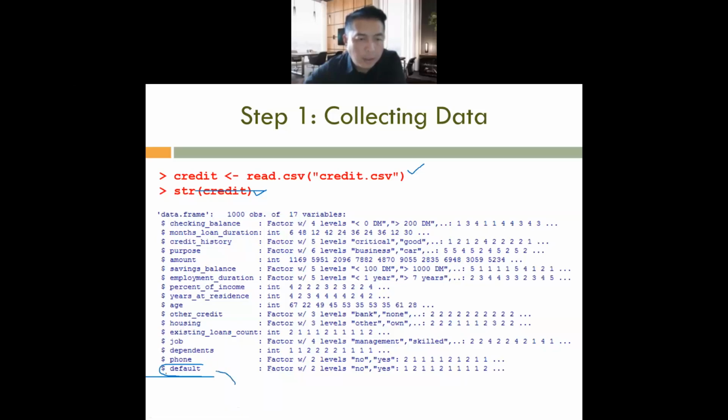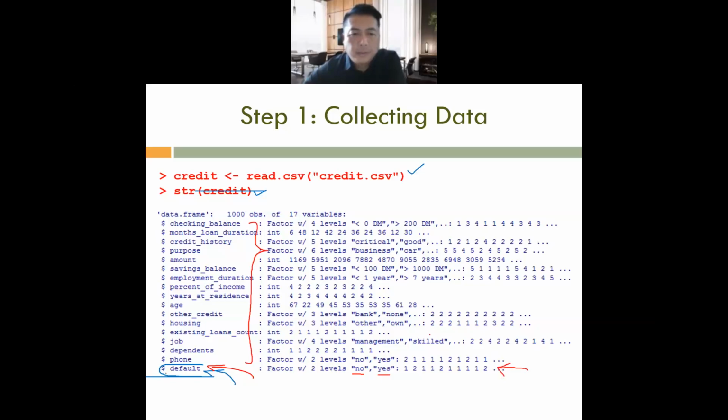Okay, the default. The default means if yes, they are not servicing the loan, meaning they are not paying the loan. If no, they still continue servicing the loan. So we have a few attributes here that can be used to learn this data.